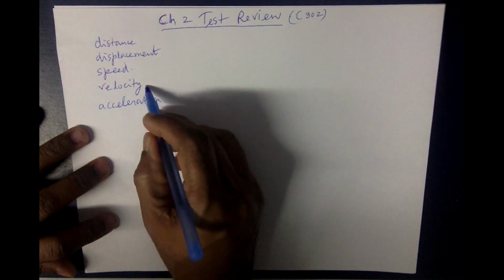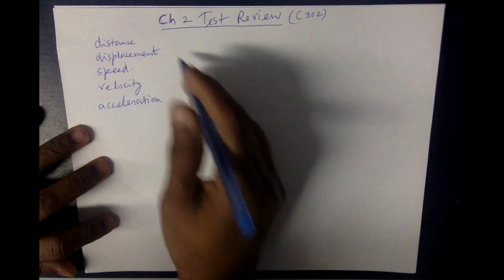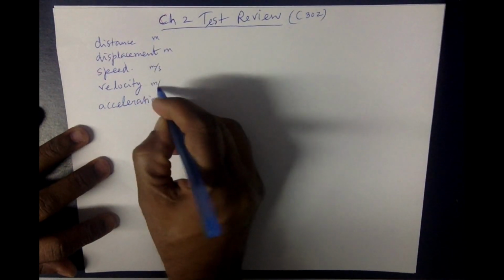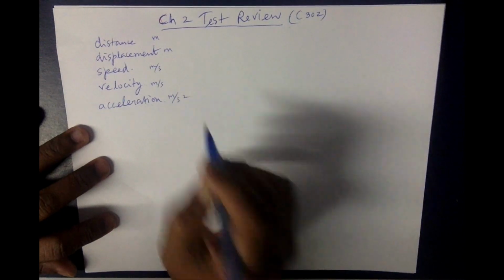Acceleration is the rate of change of velocity. Acceleration is the rate at which velocity changes. The units of distance, meters. This is meters per second, this is meters per second, and that's meters per second square.